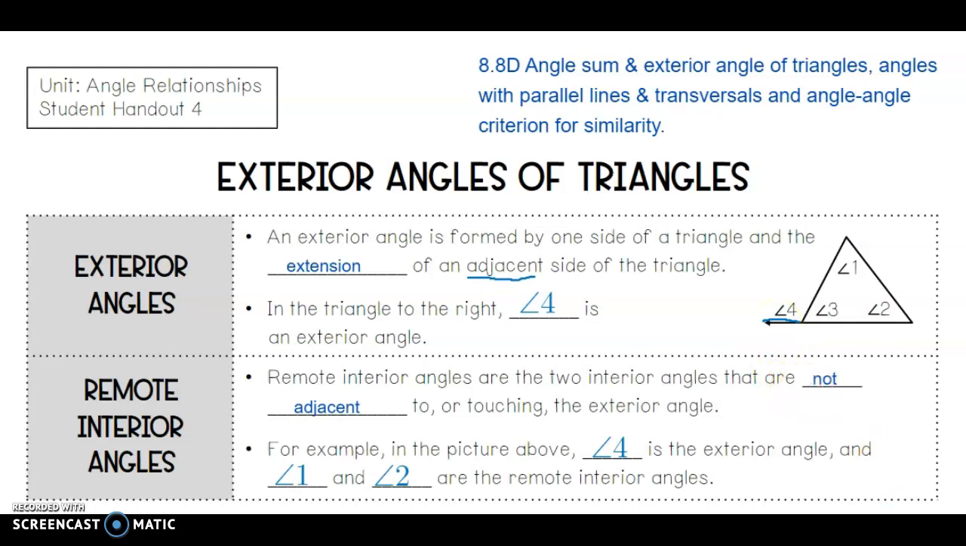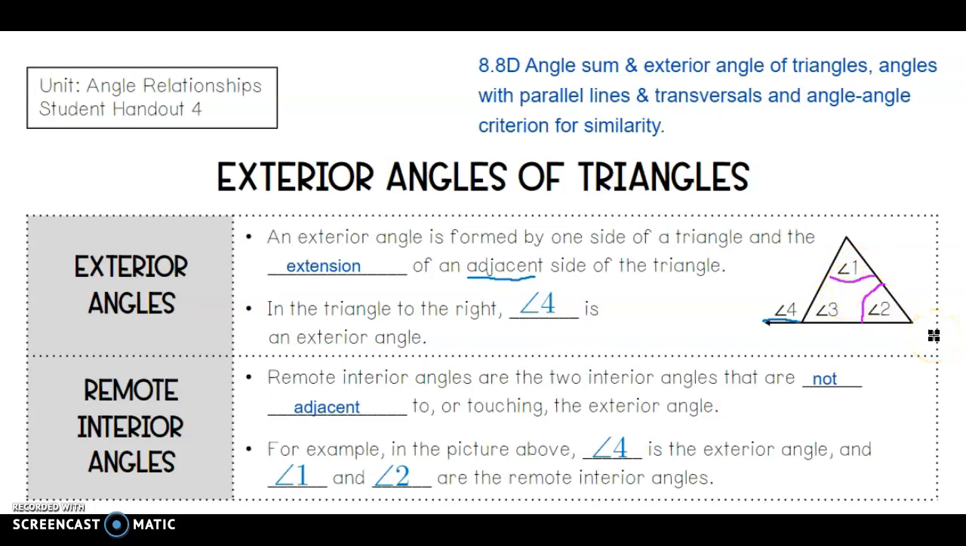Remote interior angles are two interior angles that are not adjacent to or touching the exterior angle. So here, let's clarify that. Angle 1 and angle 2 are your remote interior angles.